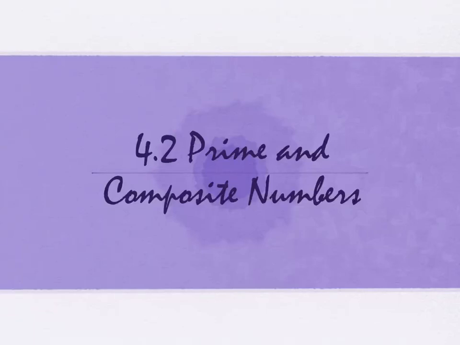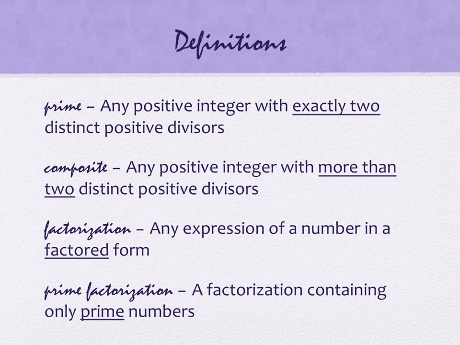All right, section 4.2, we're going to take a look at prime and composite numbers. So to start with, a few definitions. A prime number is any number with exactly two distinct positive divisors. It can't have three, and it can't have one.